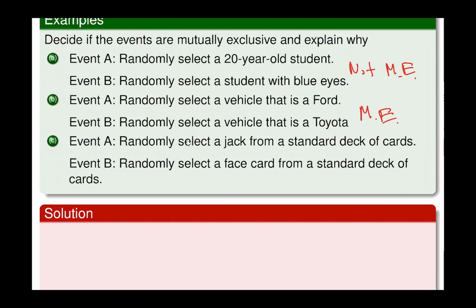Lastly, randomly select a jack from a standard deck of cards. Randomly select a face card from a standard deck of cards. For this one, you kind of have to know a face card is a jack, queen, or king. Since a jack is a face card, they're not mutually exclusive, because when I say a face card, I could still select a jack. So this one would not be mutually exclusive. All right, and that's it for A, B, and C. Any questions in regard to A, B, or C?